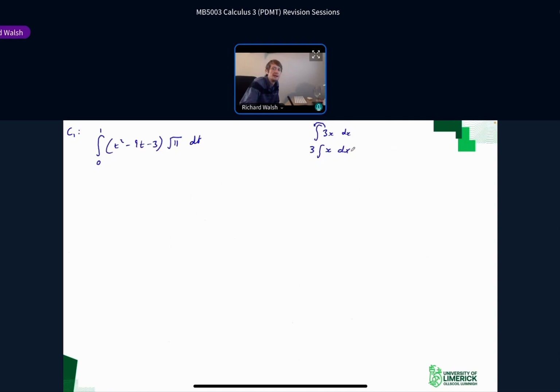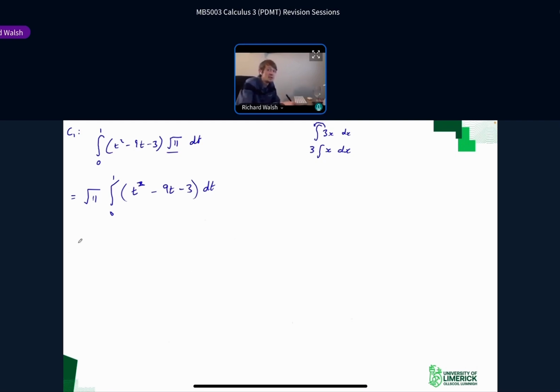Hopefully that rings a bell. So here, this multiple of square root of 11, I'm just going to take that outside. I can multiply it in at the end. Just looks a bit messy there. So we're at the integral from 0 to 1, and I have t squared minus 9t minus 3 with respect to t.